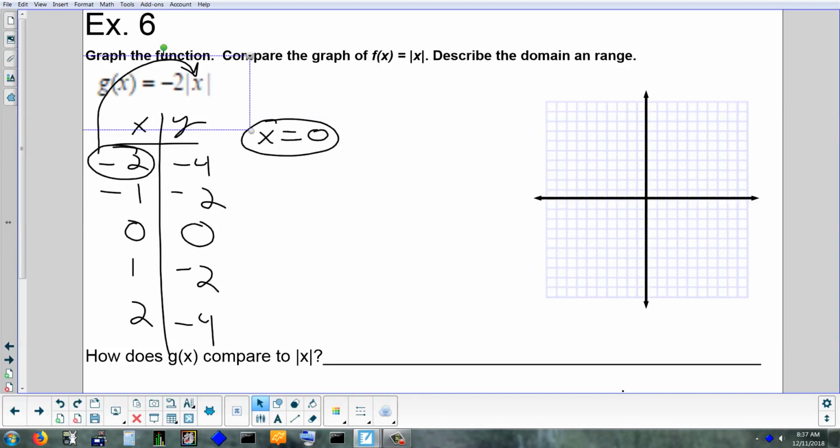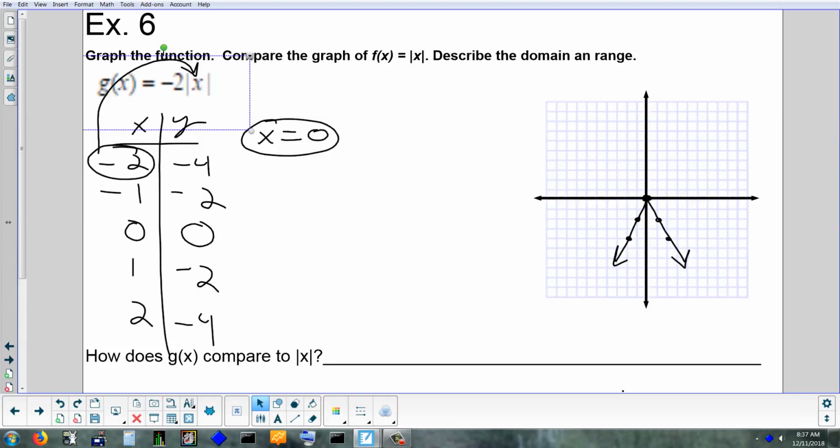Okay, what do I do now? Plot the points. -2, -4. -1, -2. All right, 0, 0. All right, so far I think I'm good. I got one side of a V shape. Right 1, down 2. Looks pretty good. Right 2, down 4. Looks good. There's my graph.